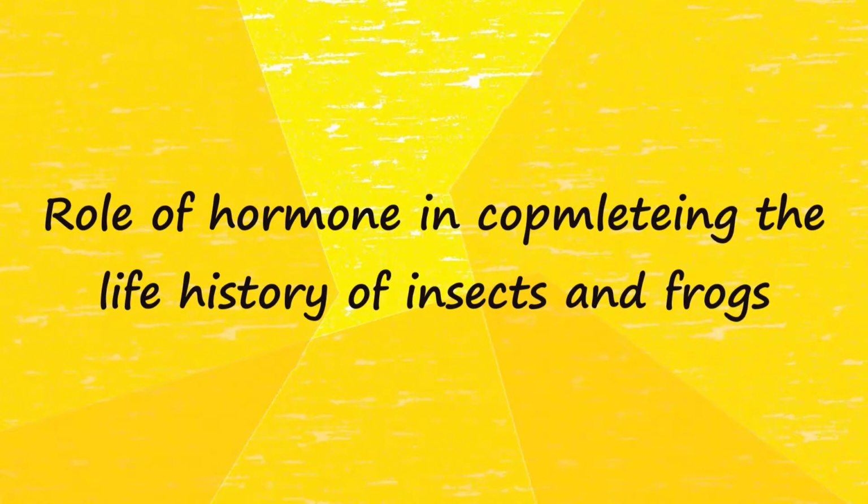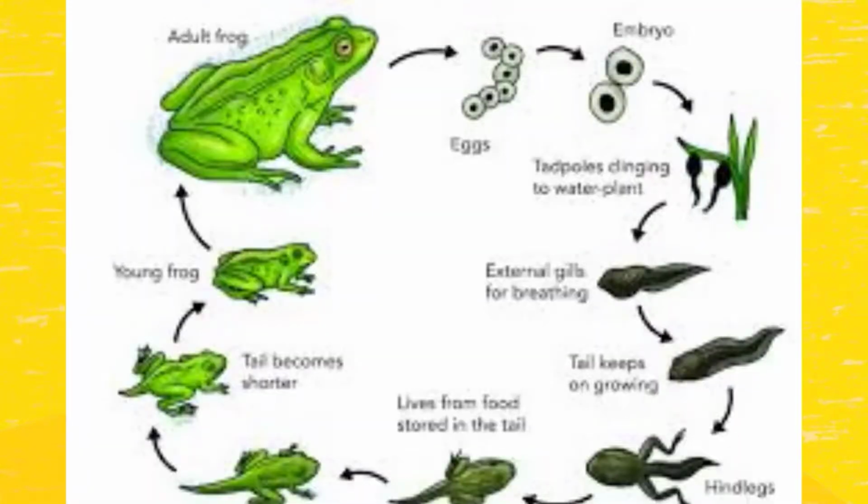Next topic: role of hormones in completing the life history of insects and frogs. Do you know how a tadpole transforms to an adult frog? The simple and the right answer is due to hormones. In insects it is the insect hormone, but in frogs it is thyroxine. If the water does not have iodine in sufficient amount, then a tadpole cannot transform into an adult frog. Thyroxine production requires iodine, due to which, if the water has not sufficient iodine, the tadpole cannot transform into an adult frog.